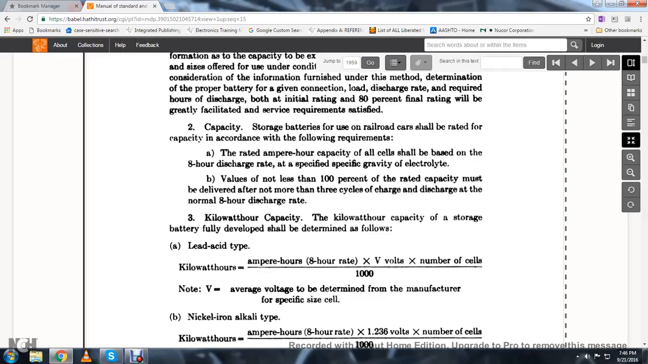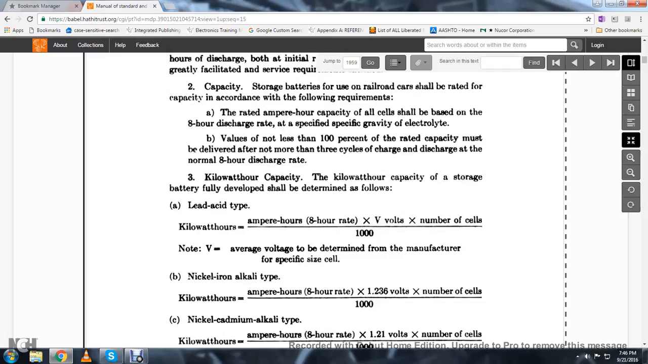3. Kilowatt hour capacity. The kilowatt hour capacity of the storage battery fully developed shall be determined as follows. The lead acid type: kilowatt hours equals ampere hours at the 8-hour rate times volts times number of cells, over 1,000. Note that the average voltage is determined from the manufacturer for the specific size of cell. B. Nickel iron alkaline type.